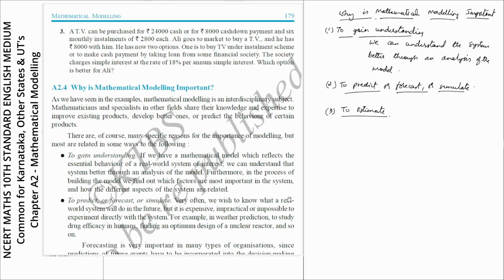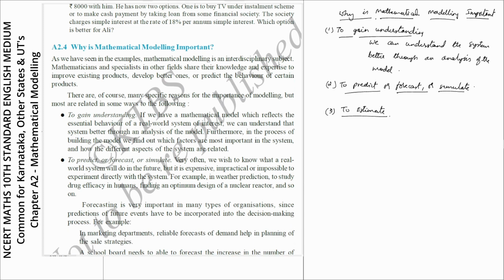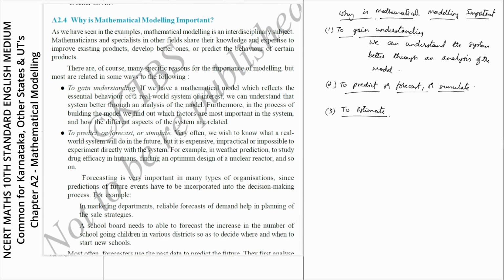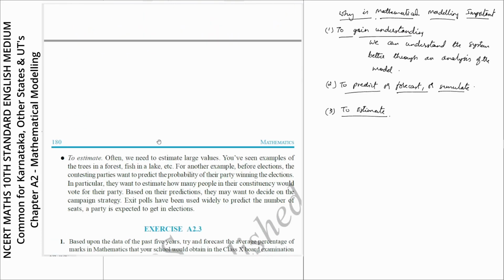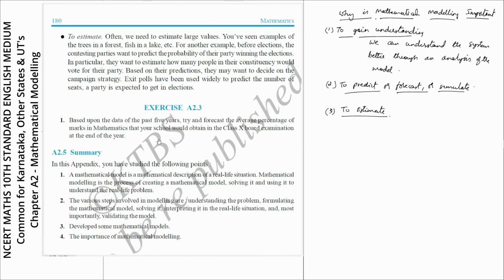The next topic is why is mathematical modeling important? There are 3 reasons. To gain understanding. So what is a mathematical model? It's a mathematical equivalent of a real world system. So by analyzing the mathematical model, we can also understand the real world system, how it works and so on. The second point is to predict or forecast or simulate, and the third point is to estimate. All these are given in very simple language, you can read and understand by yourself.